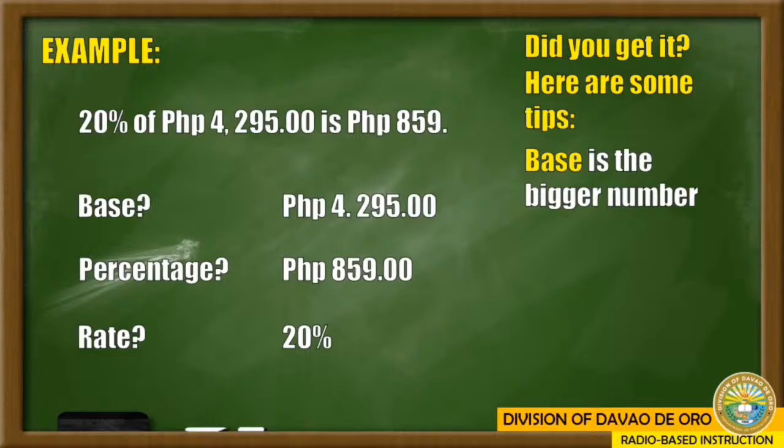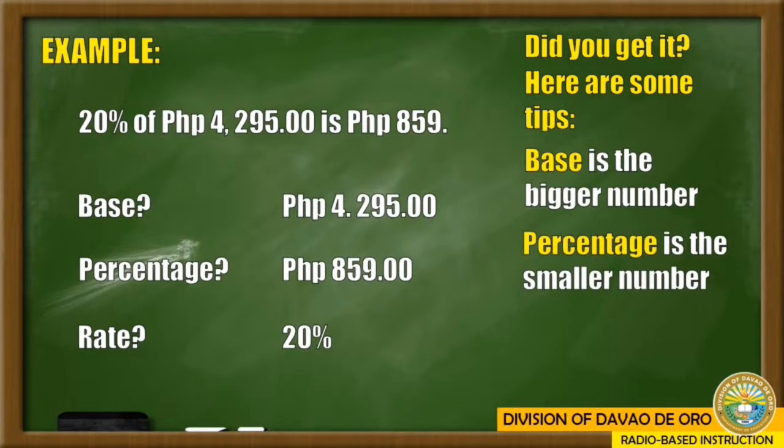Biggest number. Understood? Good job. How about percentage? Percentage is the smaller number. So if you will compare the 859 to 4,295, of course, percentage is the smaller number because its value is 859 only.